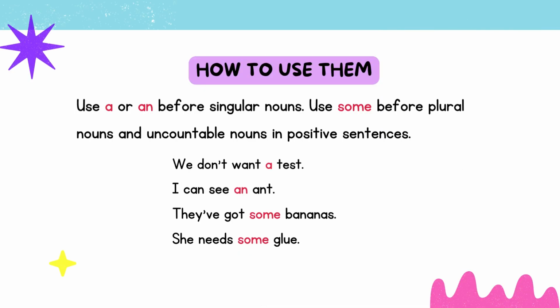How to use them. We use a or an before singular nouns. Use some before plural nouns and uncountable nouns in positive sentences. We don't want a test. I can see an ant. They've got some bananas. She needs some glue.